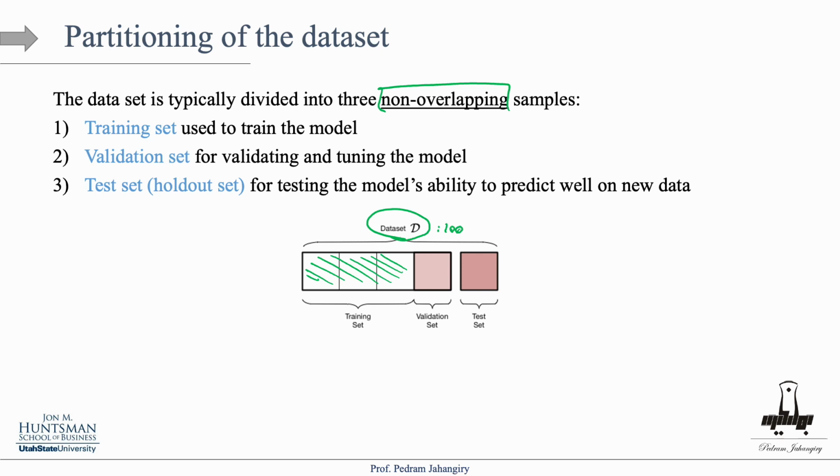The second set is what we call validation set, right? And let's say this has 20 observations out of 100, so maybe 20%. This is a set which is used for validating and tuning the model. Basically, this is the part where the hyperparameters of the model are being optimized. And finally, there's what we call the test set, and it's usually 20 to 30% of the data, but let's say in this example 20%, and it is used for testing the model's ability to predict well on new data, right?